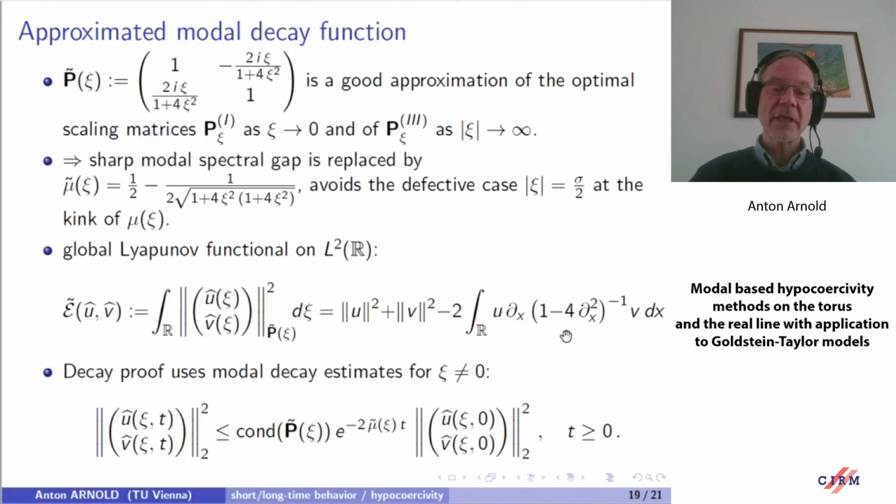Actually, in the proof that I'm going to show you on my next and in fact last slide, we used the L2 decay on the modal level. So here the approximated decay function, and here the multiplicative constant, which comes about, so this is the numerical condition number of this matrix P, and this comes about by going back and forth between the P norm and the Euclidean norm.